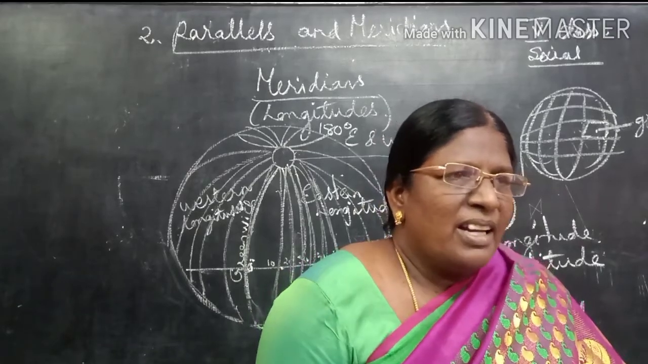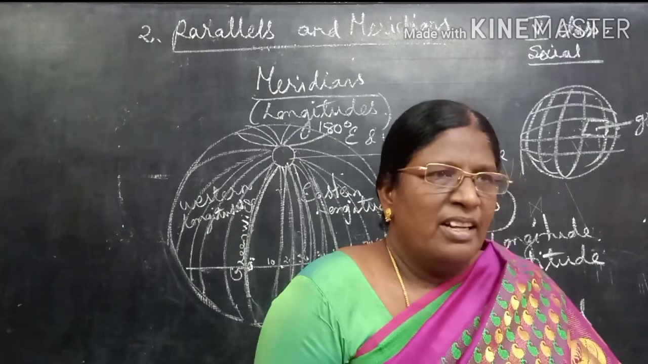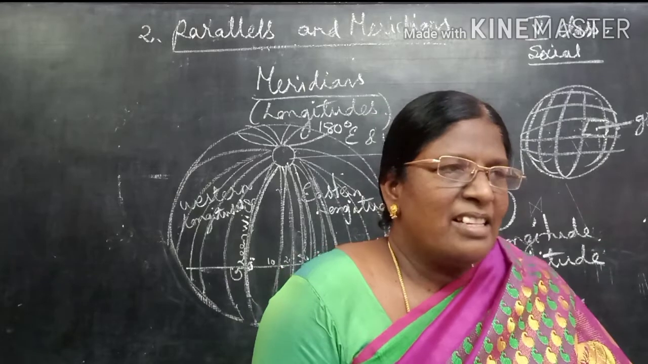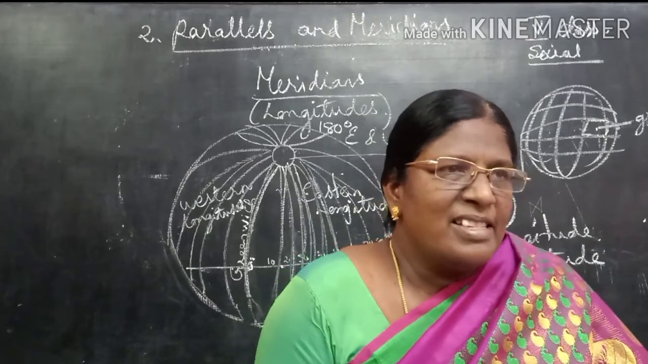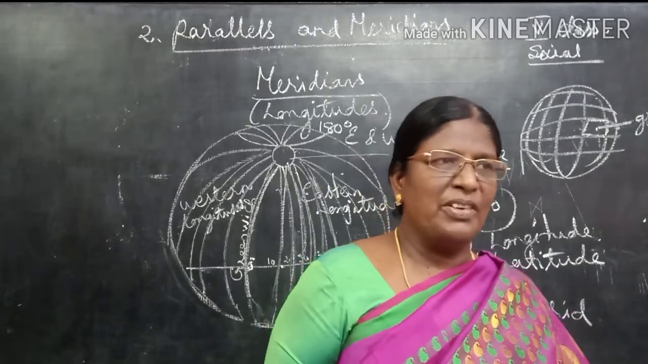These are the important lines drawn on the globe. Can you all follow? Latitude lines and longitude lines. Latitude lines are called parallel lines. Longitude lines are called meridian lines. Can you all follow?